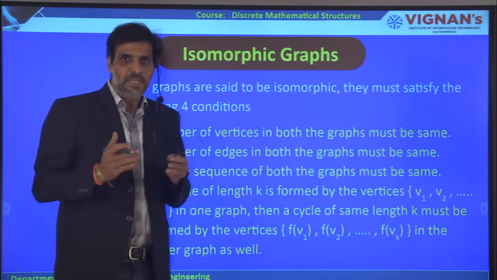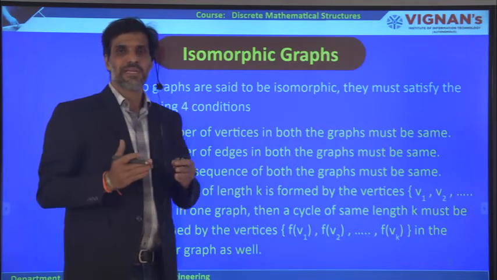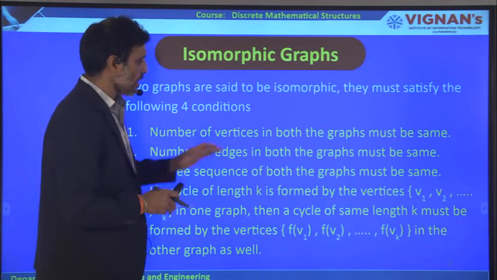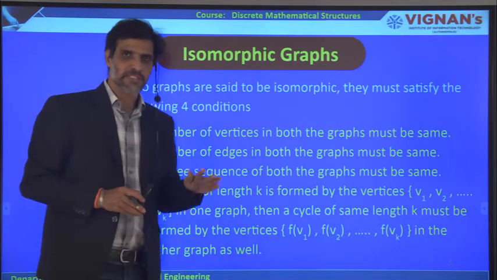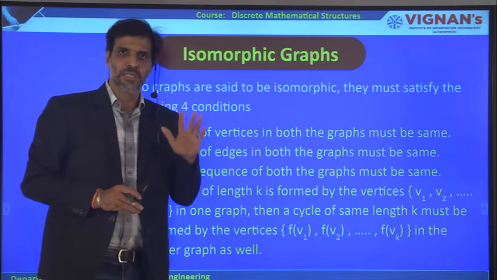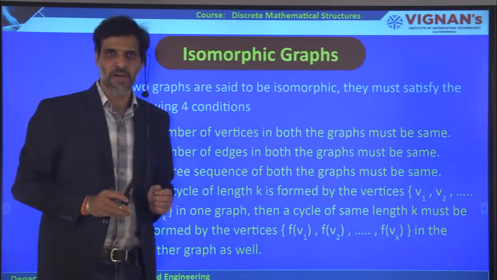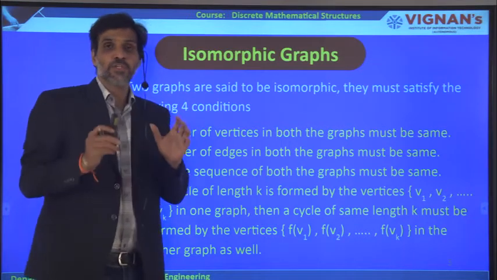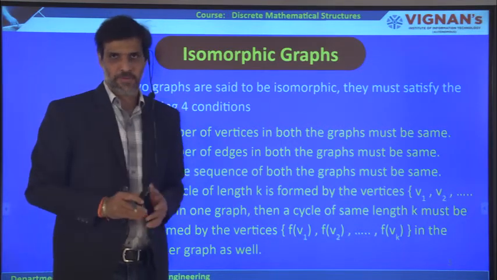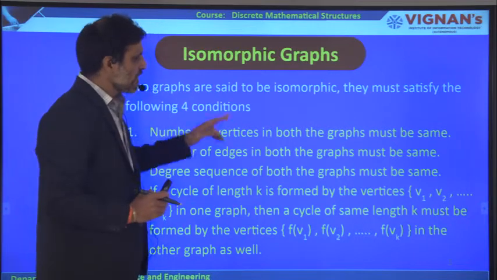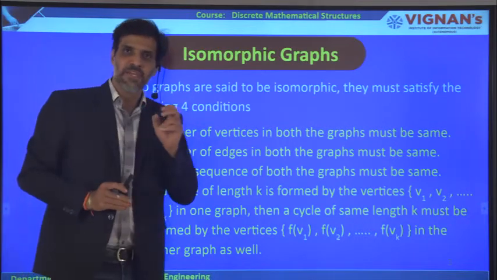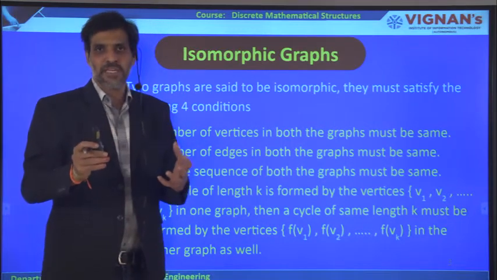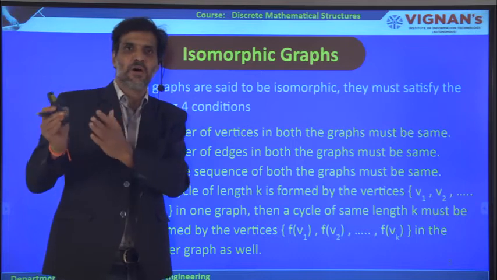And these conditions are only necessary conditions, which means that even though all 4 conditions are satisfied for the given 2 or 3 or 4 graphs, whatever the number of graphs, they may be isomorphic. You cannot surely say that they are isomorphic. But if any one condition from the given set of 4 conditions is violated, then we can say that the graphs are not isomorphic.